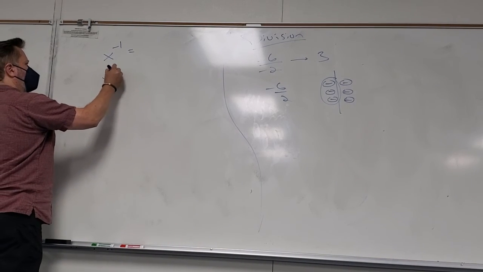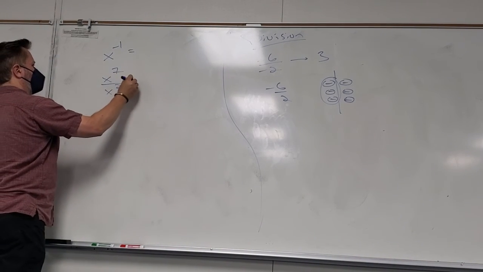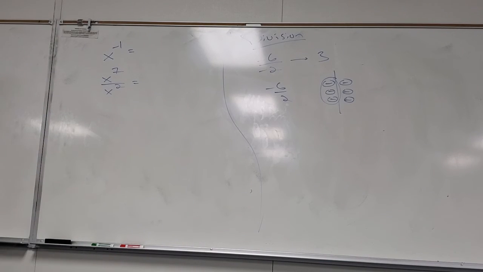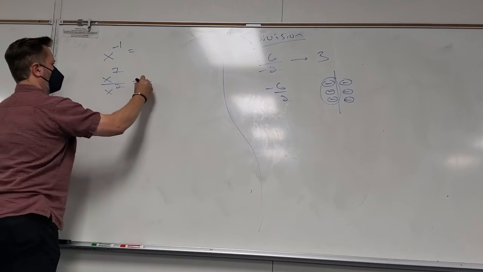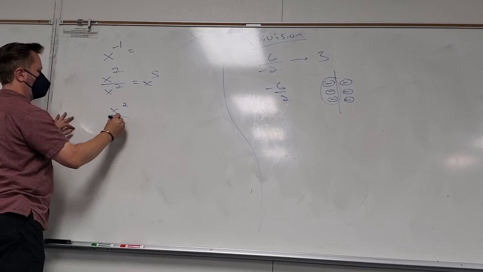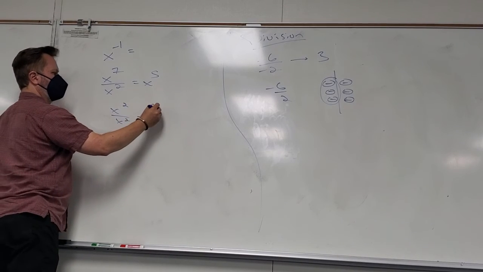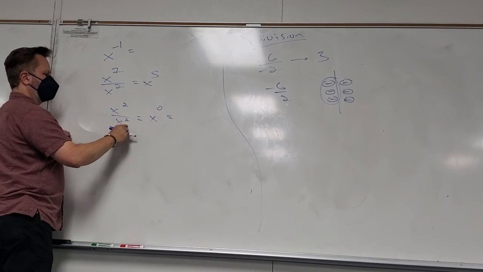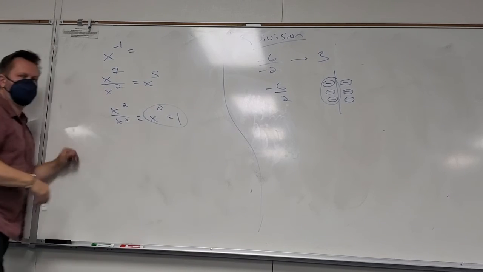What is X to the seventh divided by X squared? X to the fifth, because you subtract, right? Okay. So what's X squared divided by X squared? X to the zero. And what is something divided by itself? One. So that's proof that X to the zero is one.